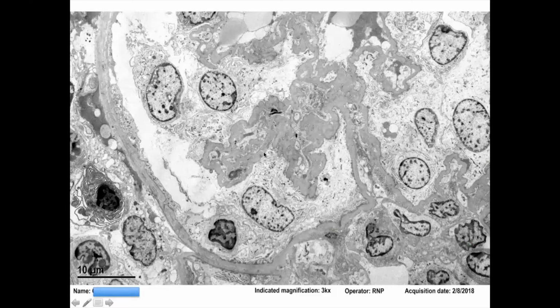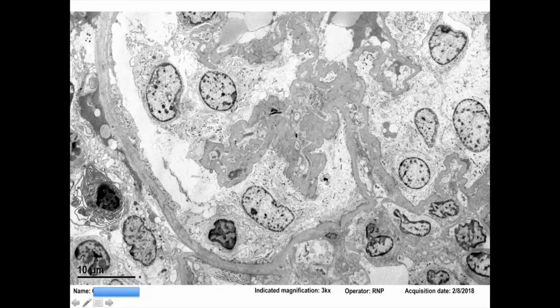This is how it looks on EM. Basically, we don't have deposits. We don't have electron dense deposits over here. What we will have is an ischemic, wrinkled, sclerotic glomerular basement membrane, because the poor thing is ruptured and has no blood supply, basically diseased. And look at this. This is the proliferation of epithelial cells. These are the parietal epithelial cells of Bowman's capsule, and you can see them.